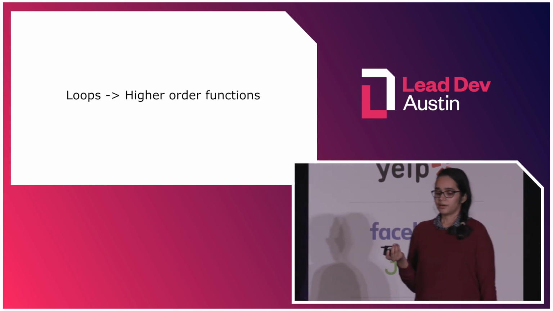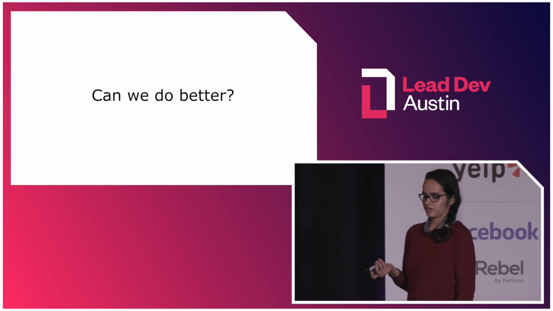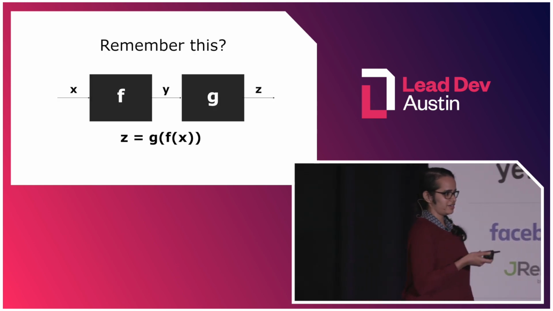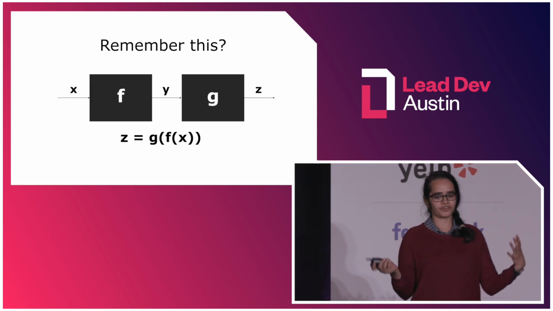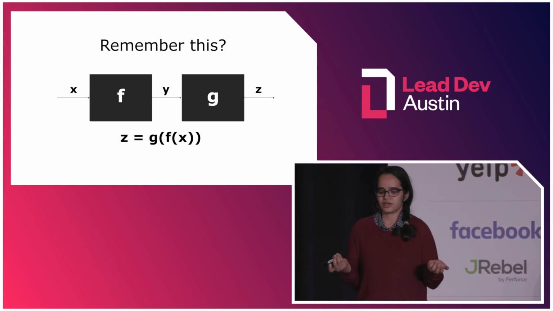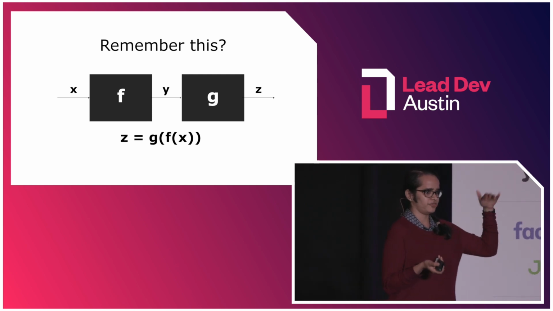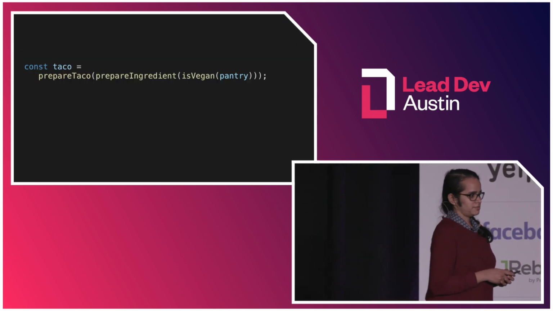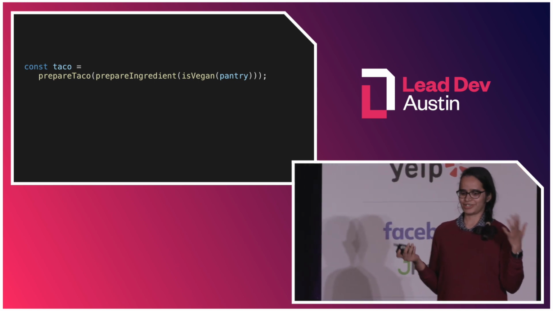That's amazing. But can we do better? Yes, we can. Remember this picture that we earlier saw? Basically, you could compose functions together, right? So why not think about chaining our functions instead of going through all of that map, filter, and reduce? So technically, oh, by the way, this is all JavaScript code. I should have told you that up front.